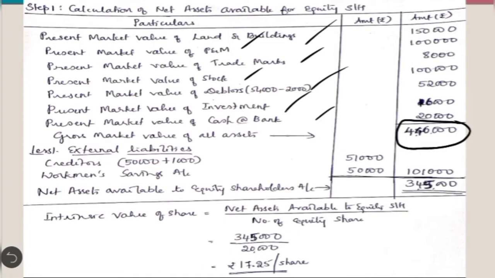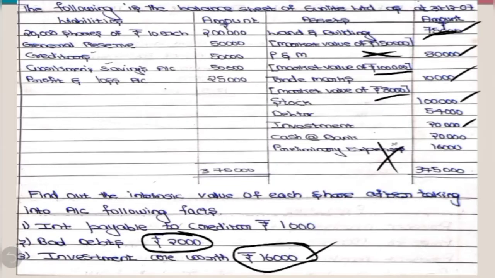From this we are going to deduct the external liabilities. If you see the liability side, you have to identify what are the outside liabilities. First they have given equity share capital, no. General reserve, no. Creditors, yes. What is the amount due to them? 50,000, but there is one adjustment. Interest payable to creditors is 1,000, so you have to add that. So the total amount payable to creditors will be 51,000.